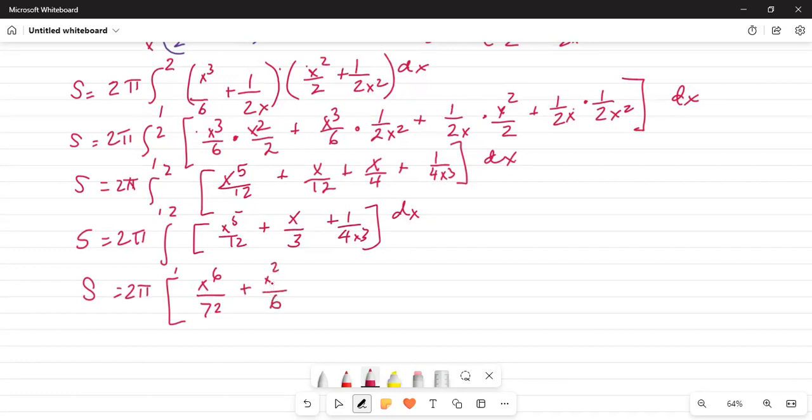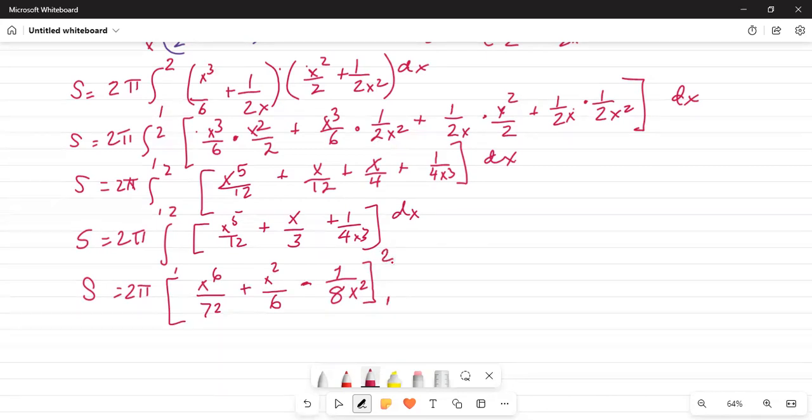and I have x cubed in the denominator, so the exponent of x is minus 3. Minus 3 plus 1 is minus 2, and that minus 2 goes to the denominator, so it will be minus 1 over 8 times x squared in the denominator. And the limits of integration are from 1 to 2.